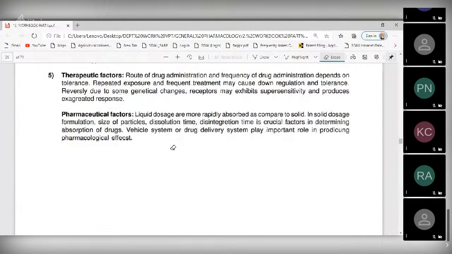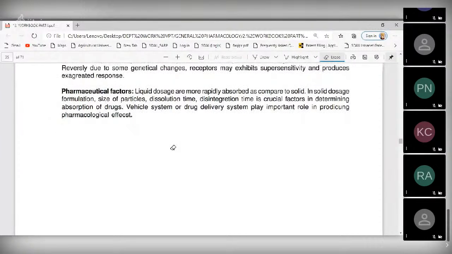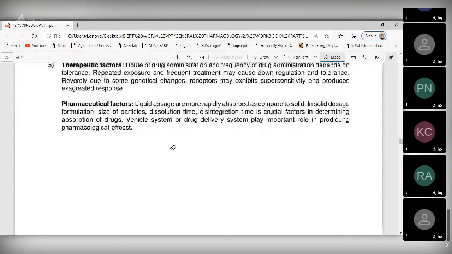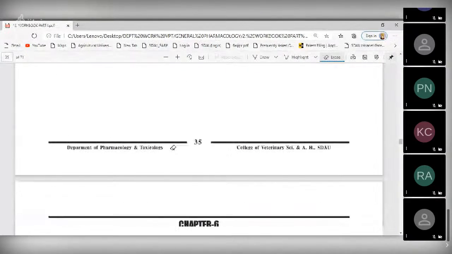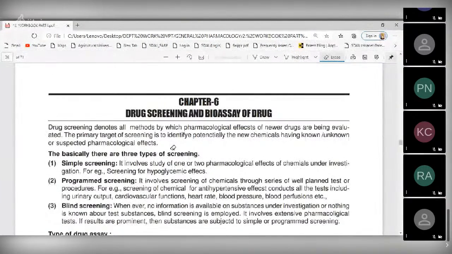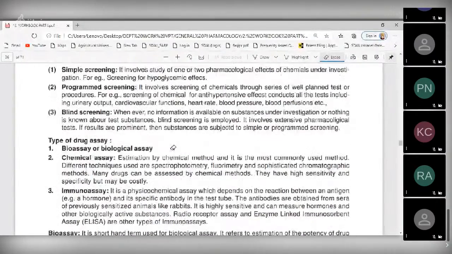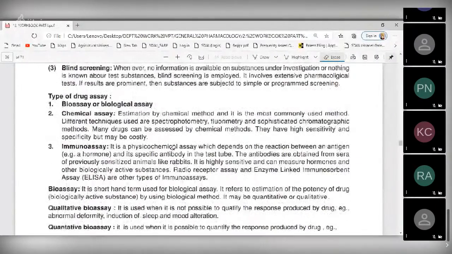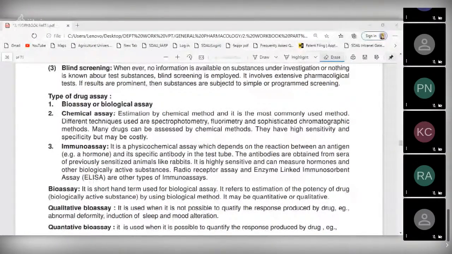Then therapeutic factors, pharmaceutical factors, dissolution time, disintegration time. Then already we have discussed different formulations of the drugs and all these things. So this is all about the pharmacodynamics and pharmacokinetics. And now onwards, the other part of pharmacology will be discussed by Vaidhi Madam and Dr. Ratandeep Singh from next day onwards.